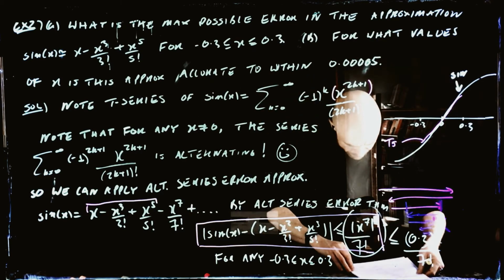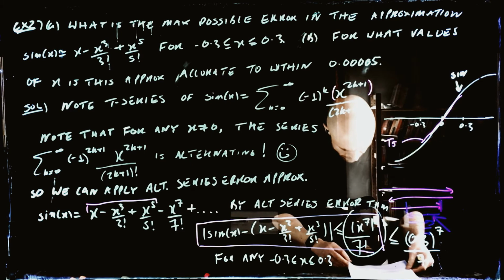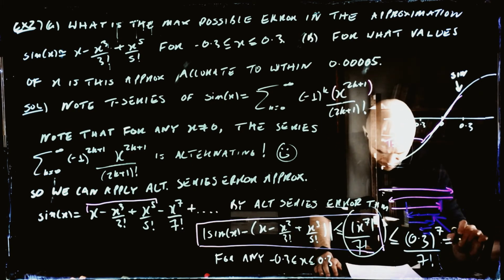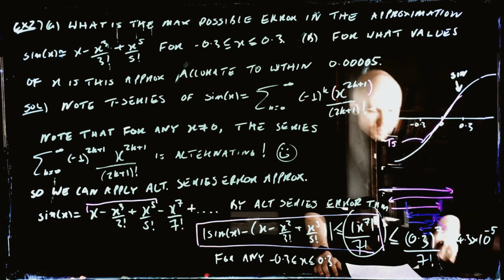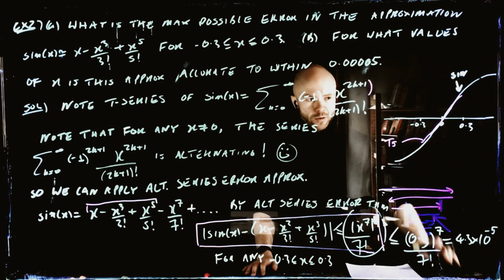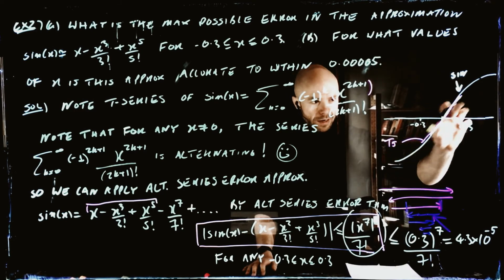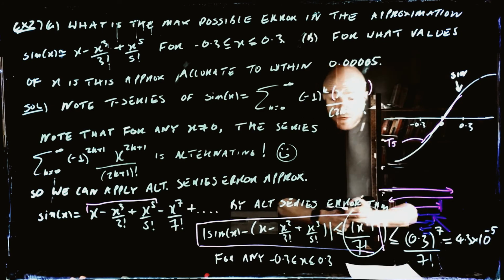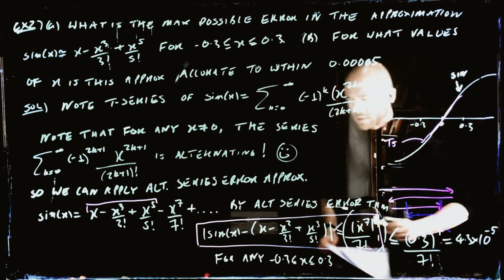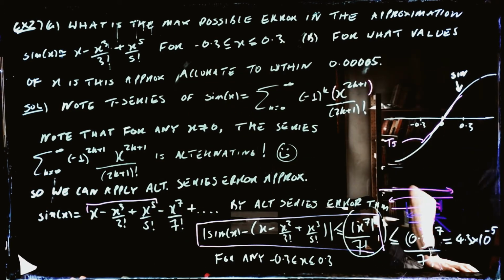So this number, as you might guess, is a very small number. This is like 4.3 times 10 to the minus 5. We have an incredibly good approximation with the 5th degree Taylor polynomial of our sine over this fairly short interval. No surprise, huh? Cool. All right, so that's part A. I'm going to erase the board, and then we're going to do part B. Think about how we do part B.